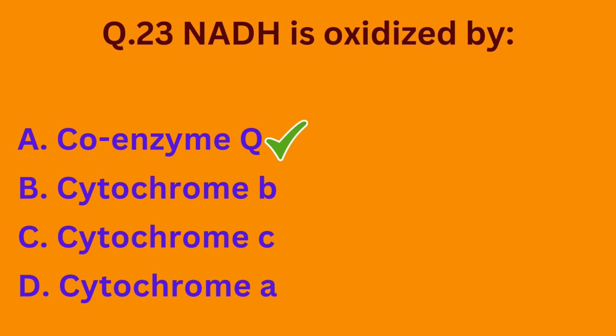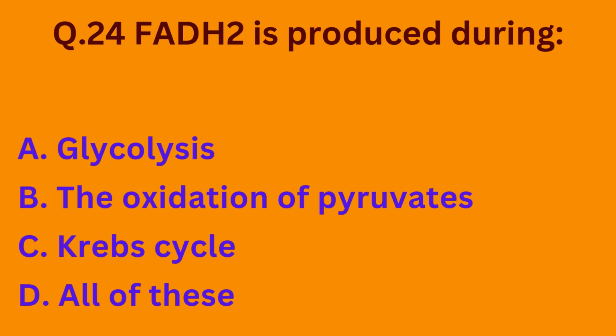Coming to next question, question number 24. FADH2 is produced during option A glycolysis, option B the oxidation of pyruvates, option C Krebs cycle, option D all of these. The correct option is option C. FADH2 is produced during Krebs cycle.